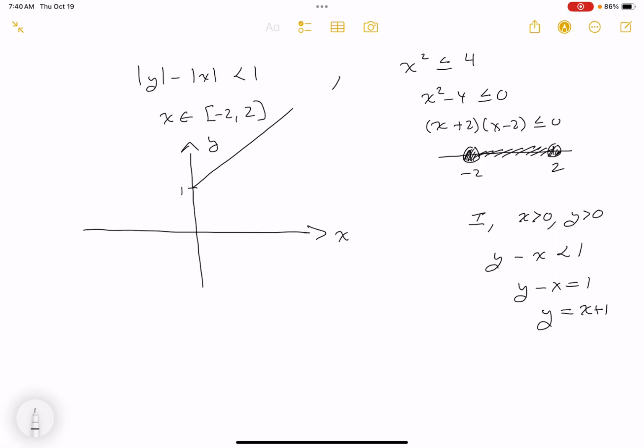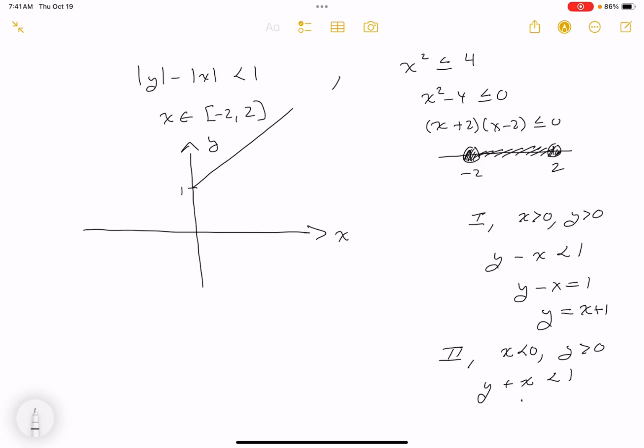Now I'm going to go to quadrant 2. And in quadrant 2, the x is actually less than 0, but the y is still positive. All right? So what do you want to do over here? Let's just take a look at that and write this down now. So it's going to be y, because the absolute value of y is just y. But then it's going to be plus x now, right? Because we're doing the absolute value over here. And again, less than 1.